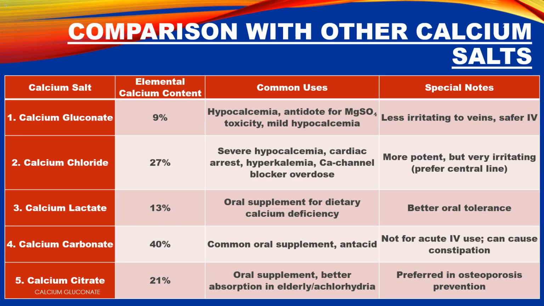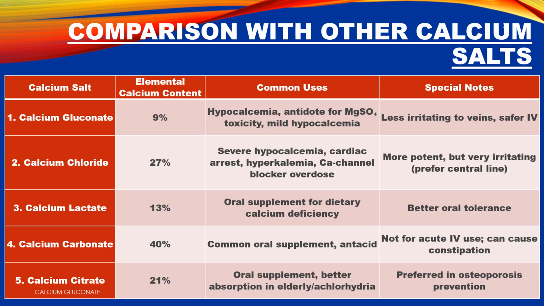Comparison of calcium salts. 1. Calcium gluconate. Elemental calcium content, 9%. Common uses: treatment of mild to moderate hypocalcemia, antidote for magnesium sulfate toxicity, and emergency situations where mild hypocalcemia needs correction. Special notes: less irritating to veins, making it safer for IV administration through peripheral lines.